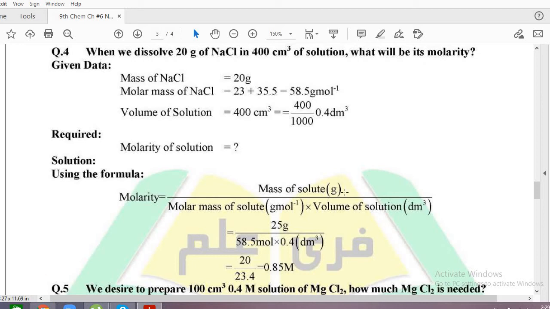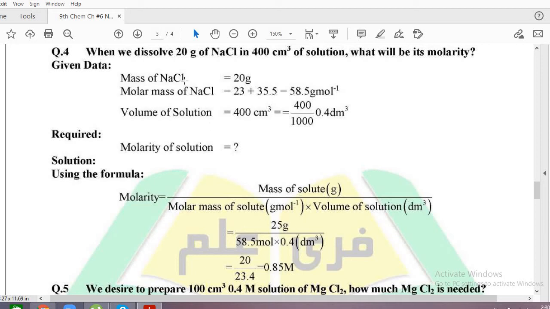So now we know molarity is equal to mass of solute over molar mass of solute multiplied by volume of solution in dm cube. This time they have given us the grams of solute and the volume of solution, so we have to calculate the molarity. The formula will stay the same, but for the molarity calculation, we are going to divide all these 3 numbers.